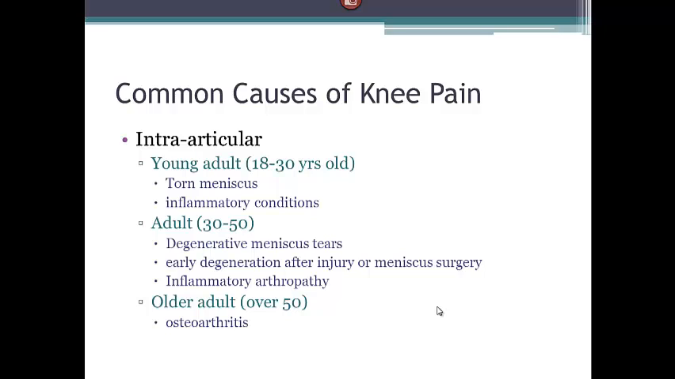Treatment includes, again, RICE, analgesics, and for third degree, surgery.